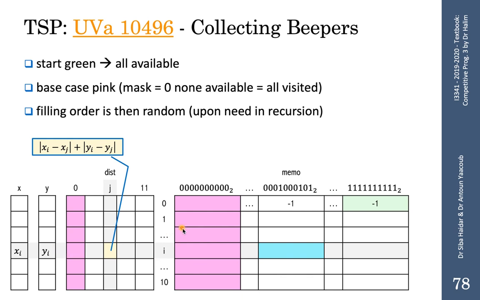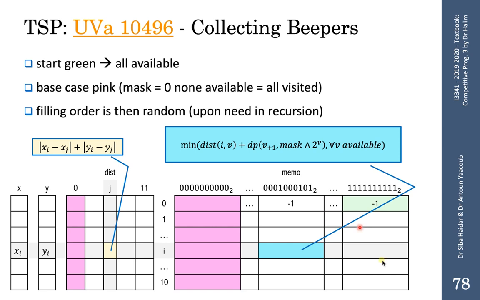Okay, so this we will start calling the green case, so we will start calling 0 plus the full mask, okay? And then the base case is the following, the pink, where mask is equal 0, none available, or visited list, and the filling order is random, upon need. So whenever we need an element in this matrix, we will be filling it.